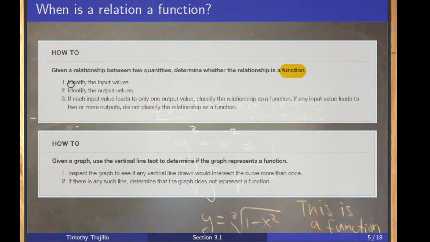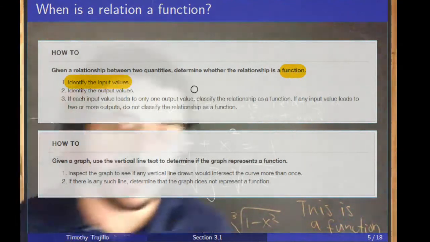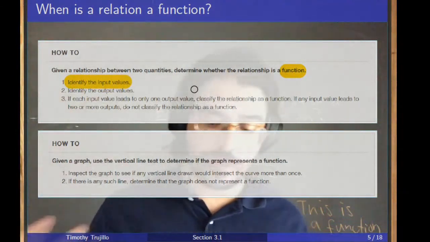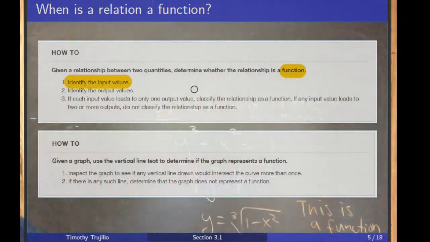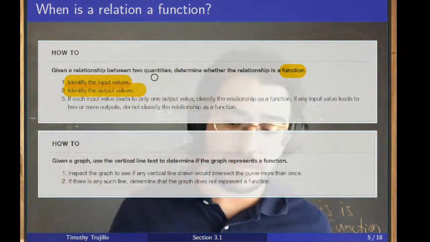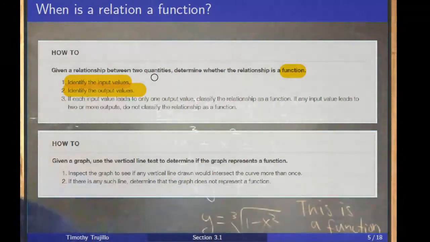The first thing that you need to do is identify what the input values are. For most of our examples, the inputs are just the x's, but there are some cases when that's not the way it works out. But we need to identify the input values. We then need to identify the output values. For most of our examples, it'll be y, but that's not always the case. There are some cases when a function uses different inputs and outputs.